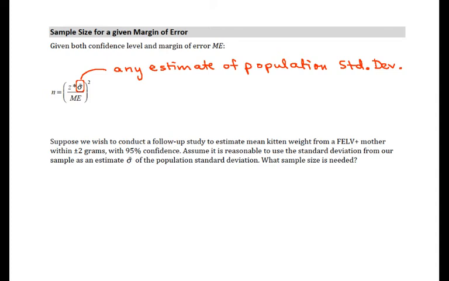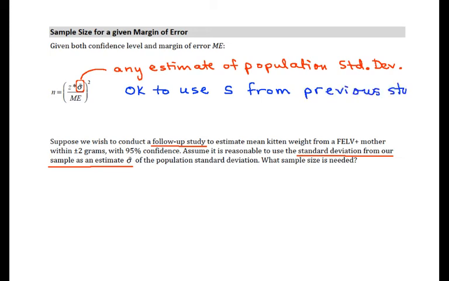So we have to use some estimate for that standard deviation to know what size sample to get. In this description here, we're talking about doing a follow-up study to estimate the same quantity that we just estimated. And because of that, we're going to go ahead and use the standard deviation from our sample as an estimate of sigma tilde. So we have been told that it's okay to use our s, the value s from the previous study. And that standard deviation was 9.656.